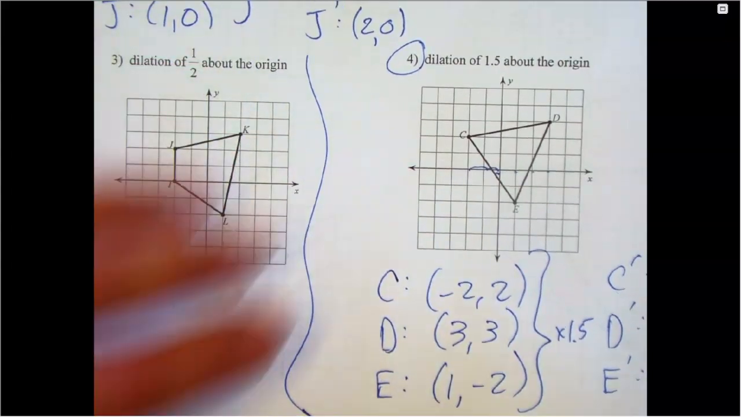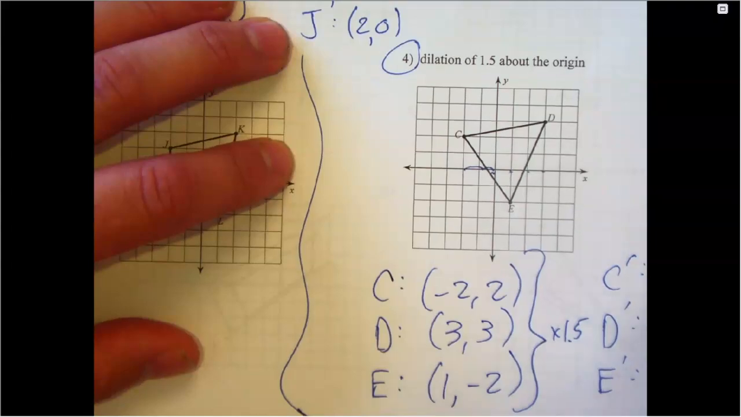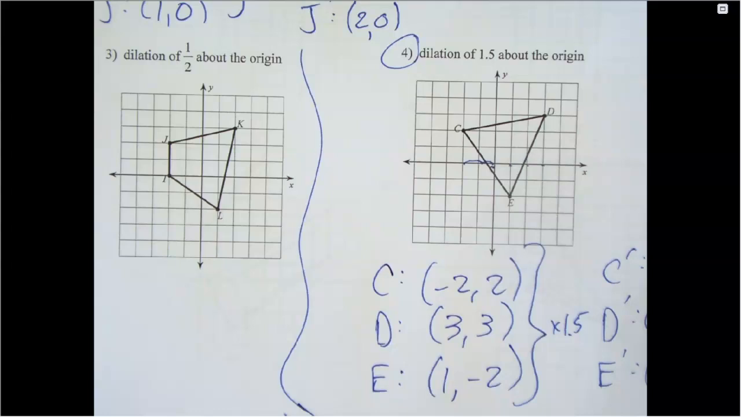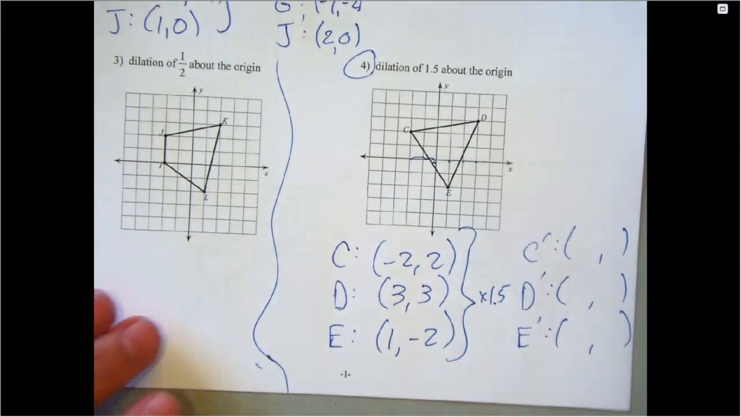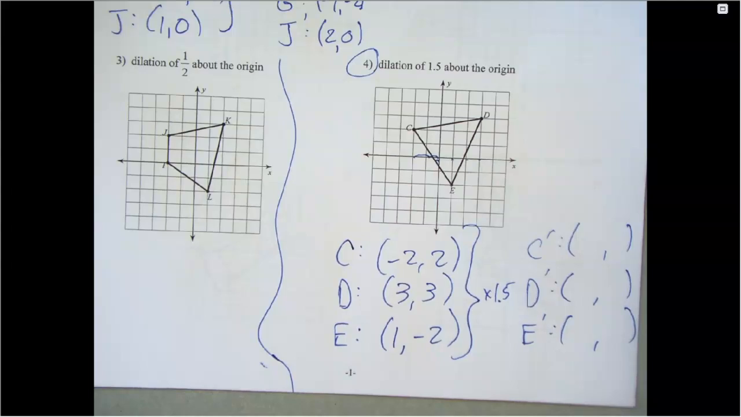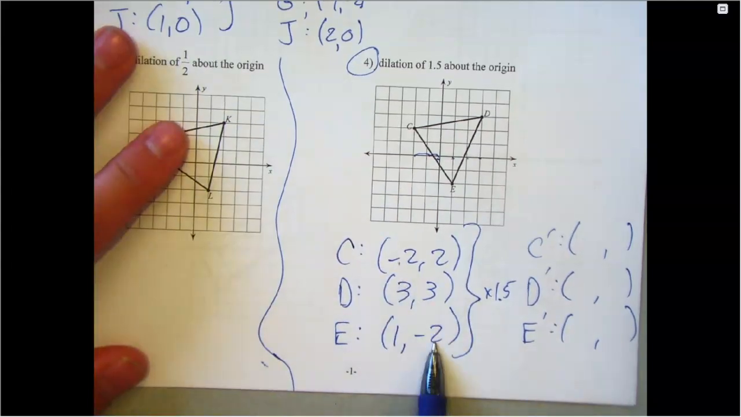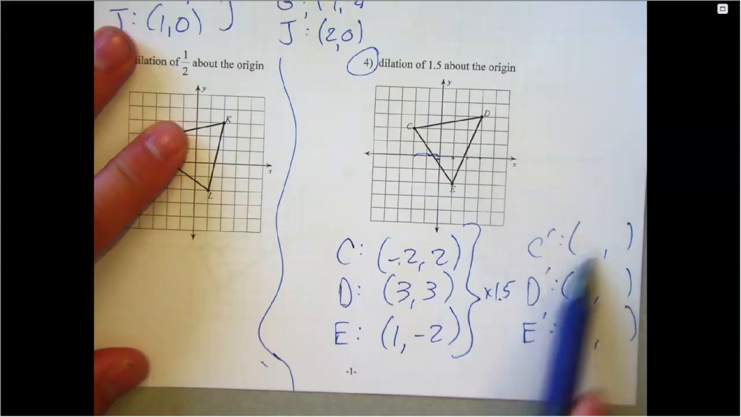So go ahead and do that. Multiply all those numbers by 1.5 and write down the new numbers over here. And then I'll come around and see if that makes sense, what I'm asking you to do. Multiply all 6 of these numbers by 1.5 and just rewrite them over here.